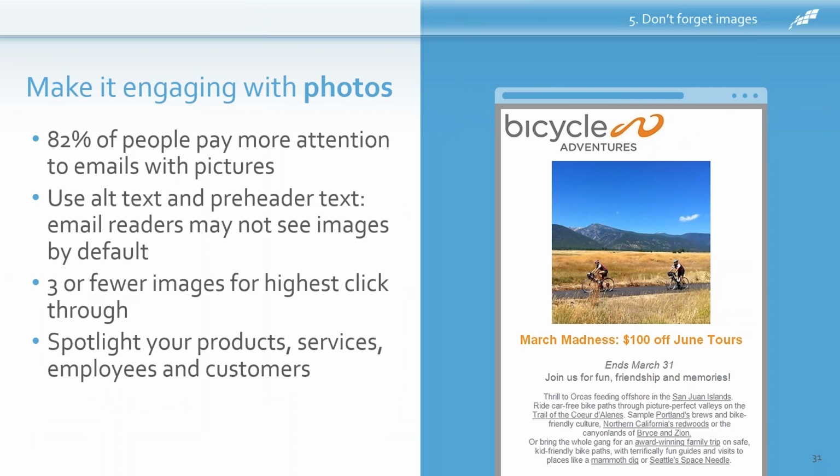So think about this. 82% of people pay more attention to emails with pictures. Use something called alt text. Alt text actually comes from the web design industry, where basically if the image is disabled, and by the way, in Gmail, they say about 50% of users don't enable their photos. So you definitely want alt text there that describes the photo.